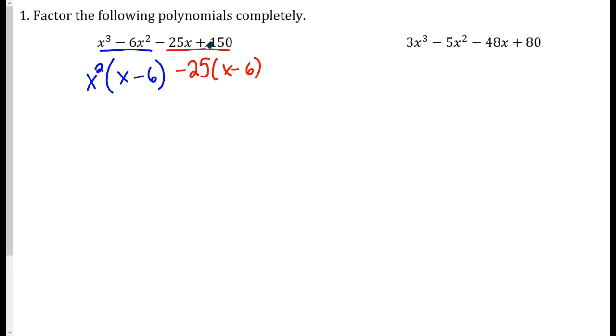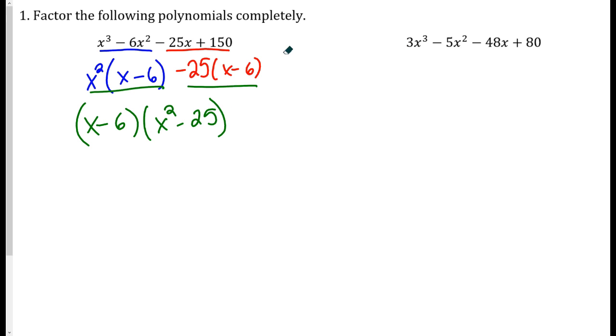Now look at this expression. This term has an x minus 6, and that term has an x minus 6. So we can undo the distributive property again and factor out that x minus 6. And we're left with x squared minus 25.